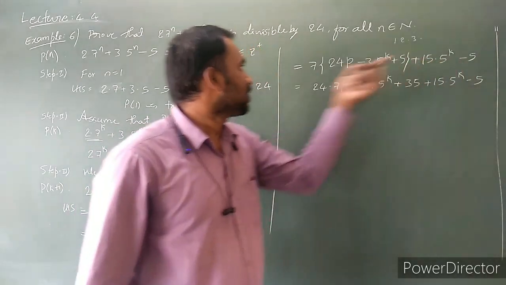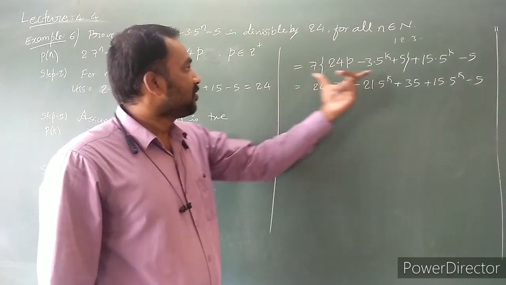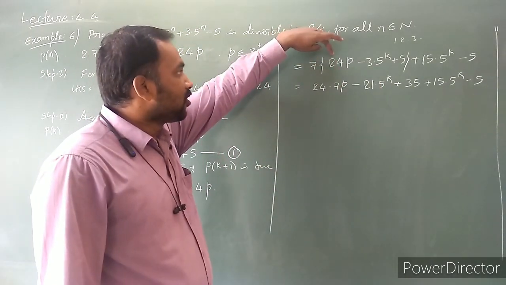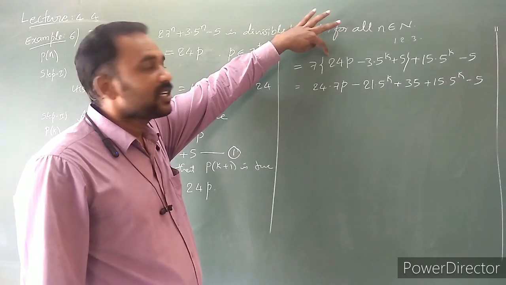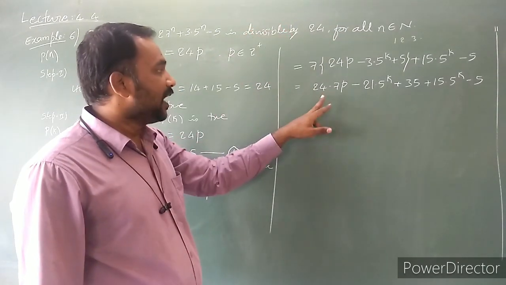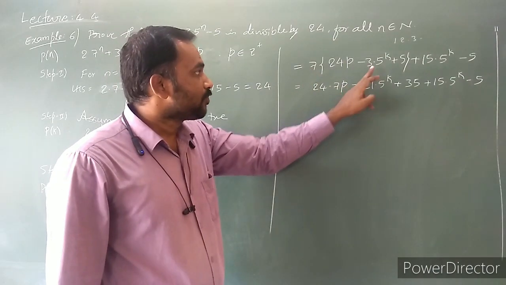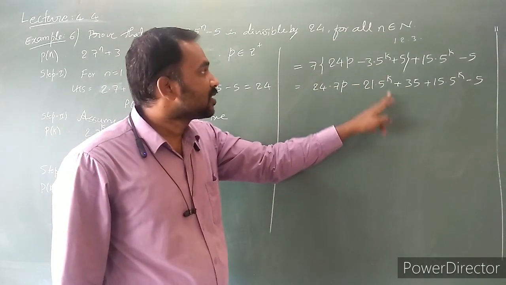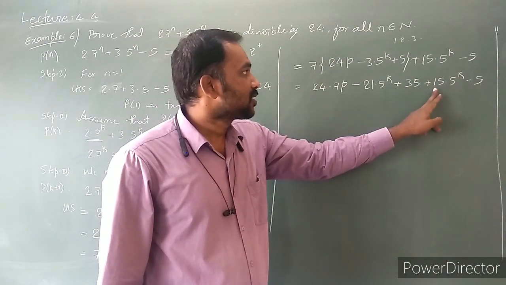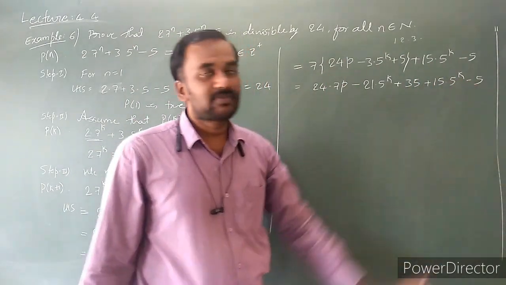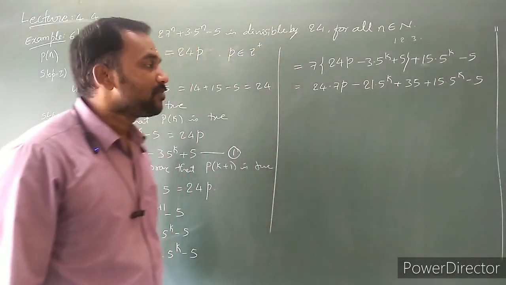For these two terms, 7 is not different. I got this one. How do you get this one? 7 into this bracket. I have not multiplied 24 by 7, because I need to take 24 as common. I just kept 24 as it is. 7 into p, 7 into 3, 21, 5 power k as it is. Next, 7 into 5, 35, plus 15 into 5 power k minus 5 as it is. This term which is not possible to simplify, keep as it is.